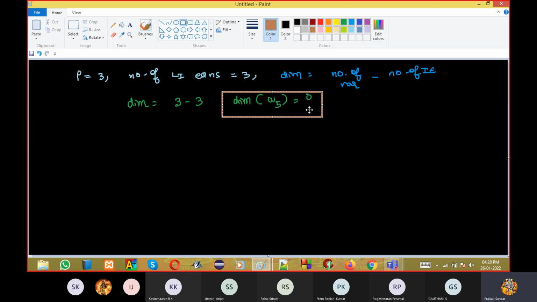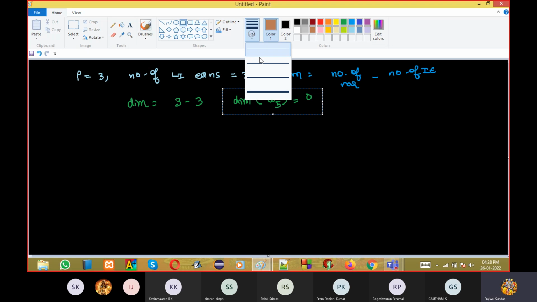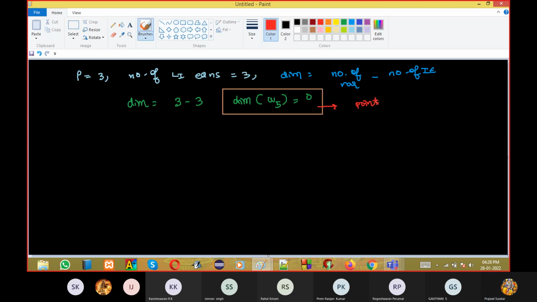Any confusion? What is the meaning of this? Solution is a point, or I can say unique solution. Okay. Can I go to next question?